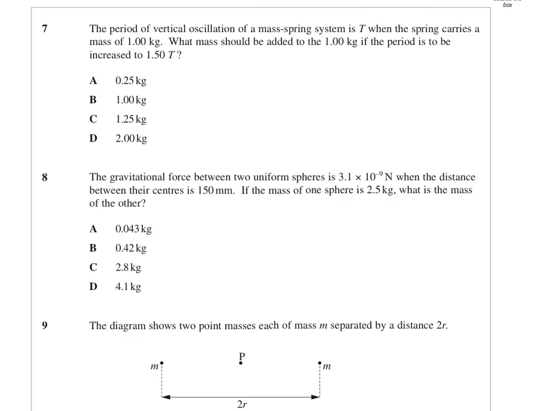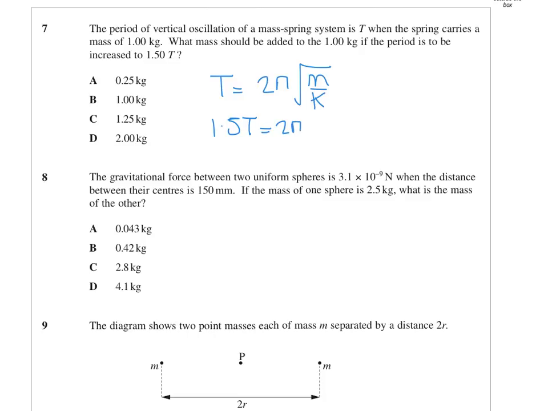Period of vertical oscillation of a mass spring system is T. When the spring carries a mass of 1 kilogram, what mass should be added to the 1 kilogram if the period is to be increased to 1.5 T? So T is 2 pi root m over k. So if we want to have 1.5 T, we have to multiply this whole expression by 1.5.